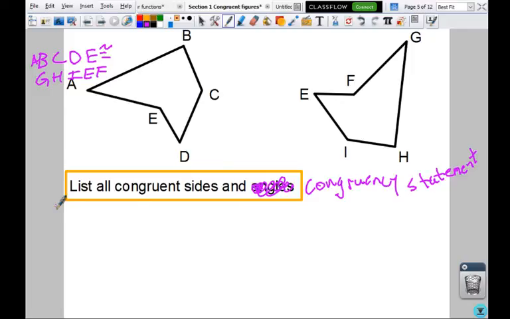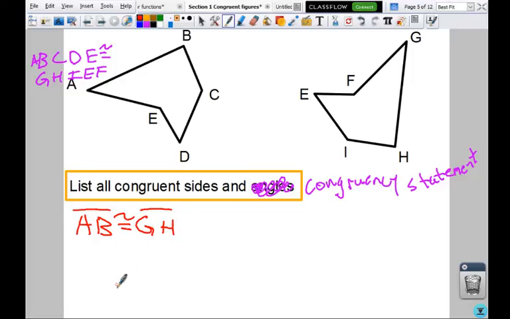I put it up here so I would have some space. And let's go through and do the sides now. We gotta list all the congruent sides. So I'm gonna start with AB. Kwana, help me out. What is AB gonna be congruent to? Oh, I get it now. GH. Yep.